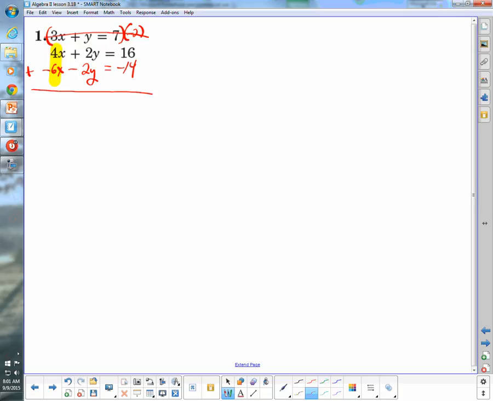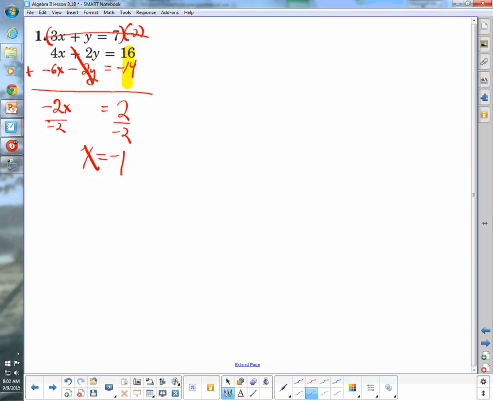4x plus negative 6x is negative 2x. Okay? Next I'm looking at these two right there. Notice they're opposites. Opposites will cancel each other out. Those are gone. Okay? Next, I'm looking over here at these. I'm going to go ahead and put them together. 16 minus 14 is 2. So that tells me that I'm going to divide both sides by negative 2 to get x isolated by itself, and so x is negative 1.